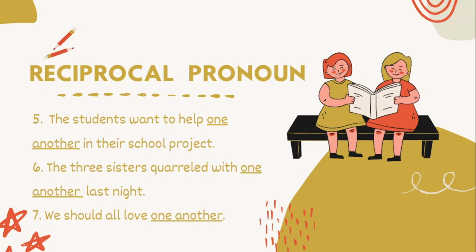We should all love one another. In this sentence, we is the subject. Should is a helping verb, of course, a modal auxiliary verb. Love is main verb 1. Here, the word one another is written in the place of the object. Then what is the meaning of this sentence? Before I explain the meaning of this sentence, let me ask one question to you. How many are there in the group of we?